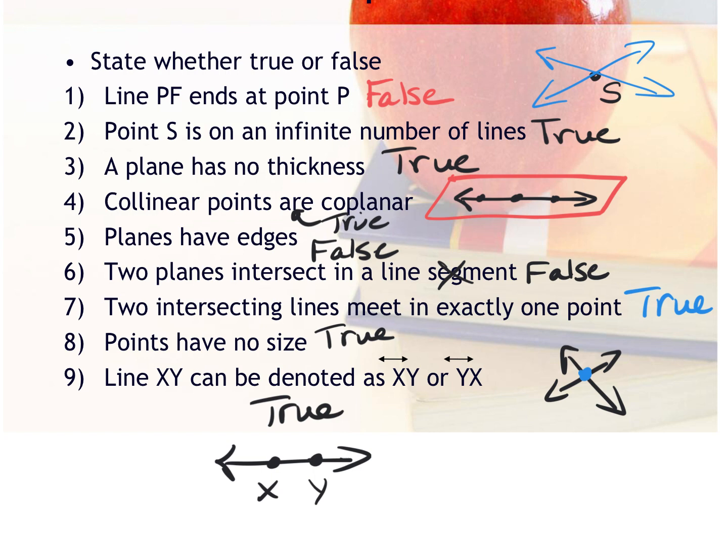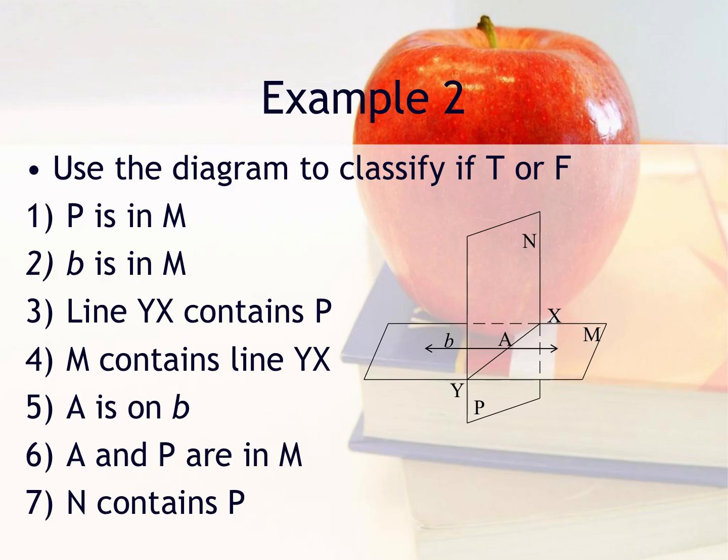All right, next example. This time we got a picture, and it makes it a little bit easier. To the picture, just to clarify which ones are points. So X is a point, A is a point, Y is a point, P is going to be a point. However, N and M are going to name the planes. So N is for this plane, and M is for this one. And then B is just that lowercase letter, it's the line.